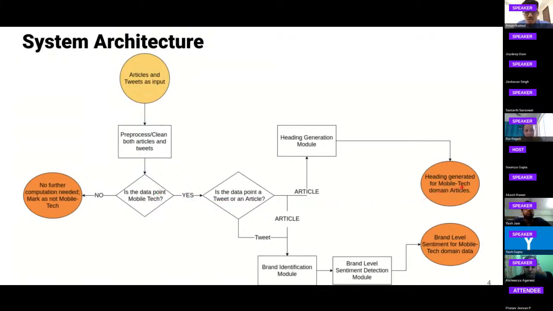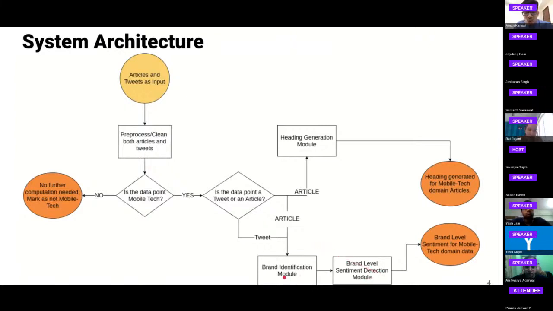One is the headline generation module. It directly takes the article classified as tech and spits out a headline for it. An important thing to note is that our headline generation module is not at all conditioned or dependent upon the brand identification module or the sentiment classification module.